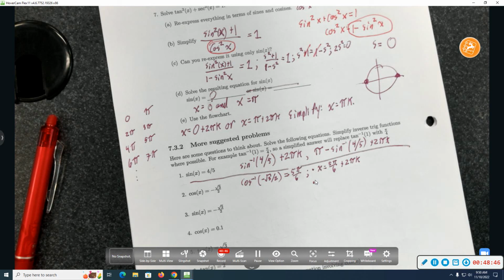Yeah, you said the right thing. Just say it louder. Perfect, yeah. The same angle, but reflected over the x-axis.